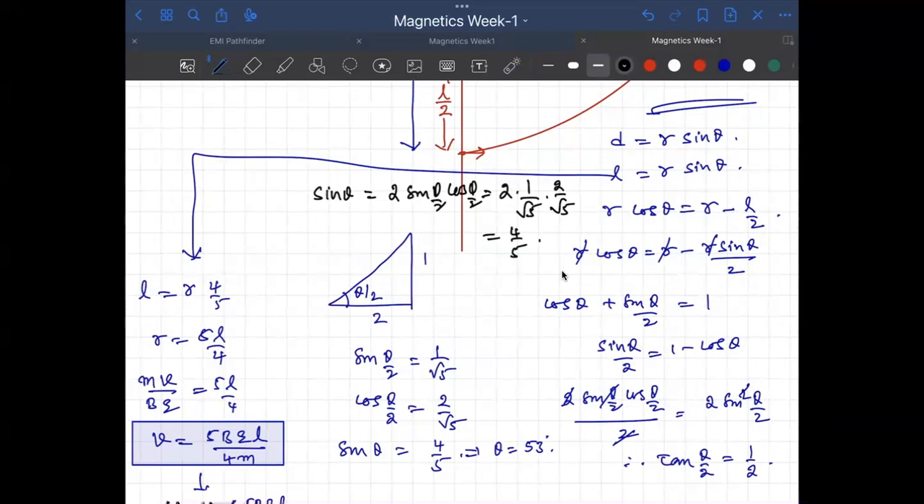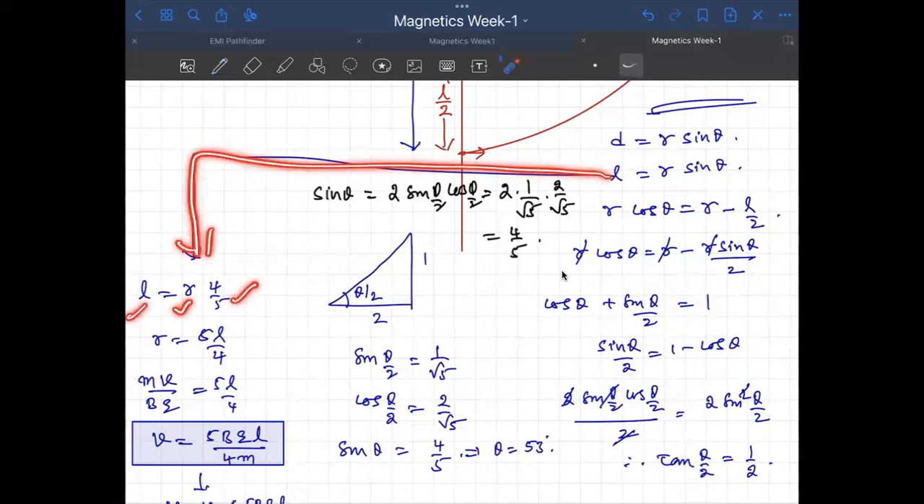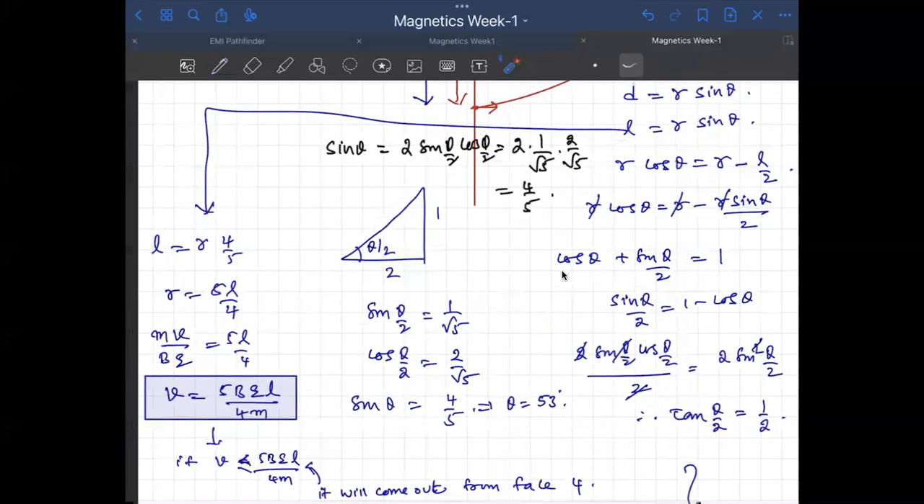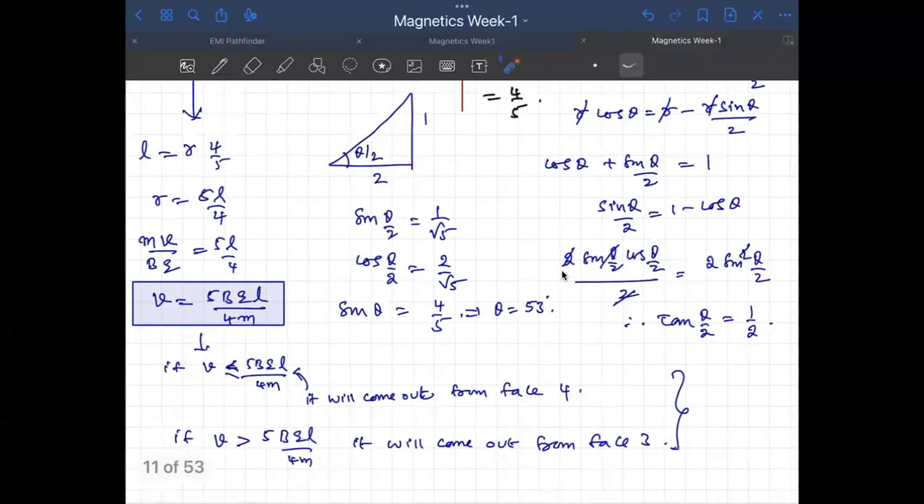So therefore again come back. L is equal to R sin theta. L is R times 4 by 5. R is 5L by 4. Don't forget our R is the radius of curvature in the magnetic field, MV by BQ. So V is equal to 5BQL by 4M.